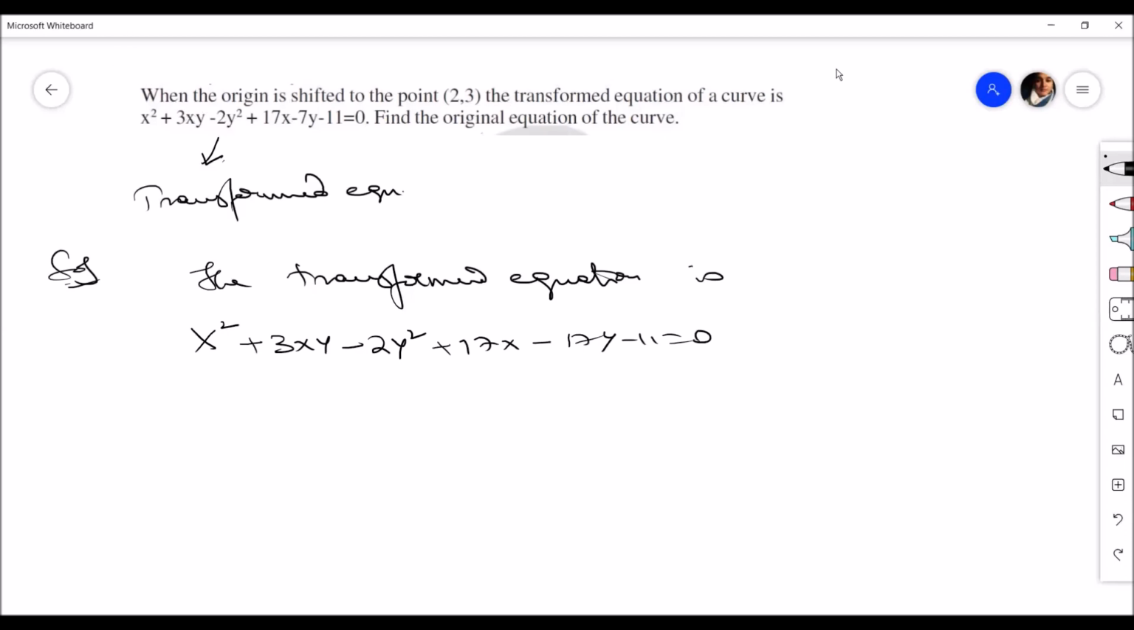Mind you, they will be using small letters only, but you need to be very clear about the transformed equation, which is actually the capital letters. Is it clear? Any doubts still here? Anyone? No. Let's proceed further.